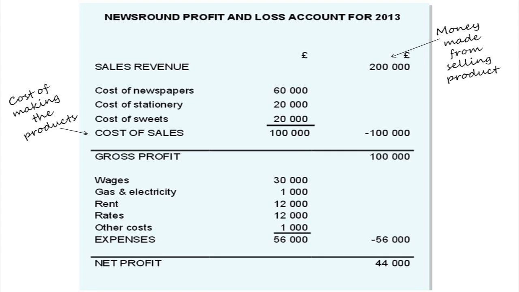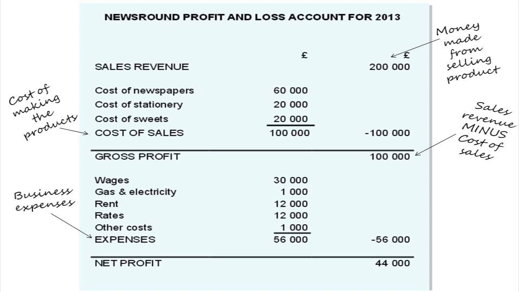The cost of making the product is known as the cost of sales, and it includes things like the materials used to make the actual products. You take your cost of sales away from your sales revenue to give you gross profit, which is the profit made from actually selling the products.